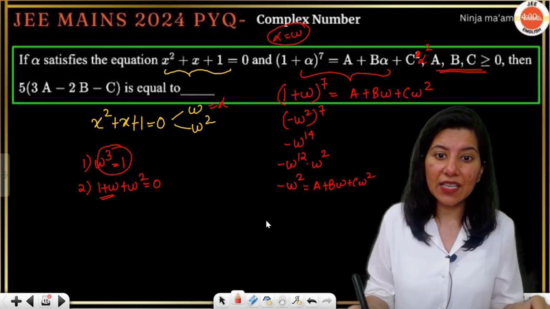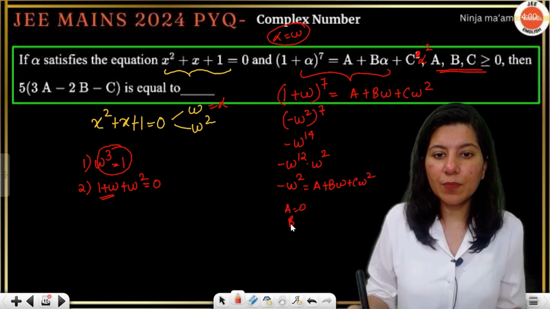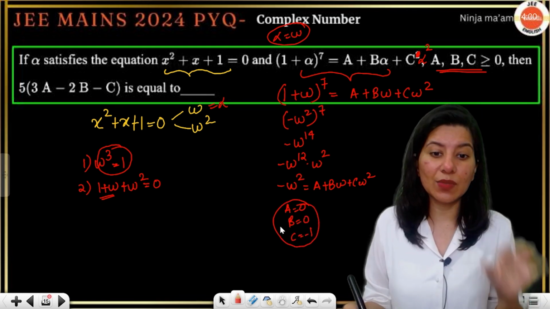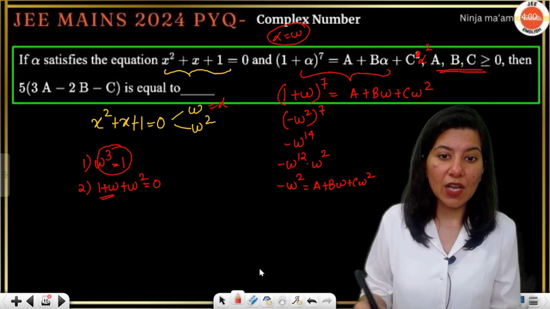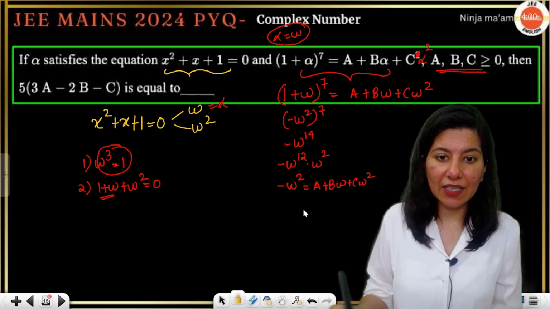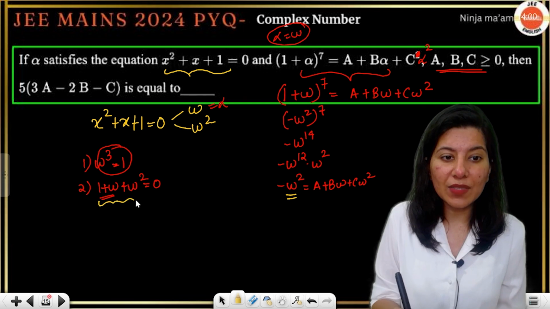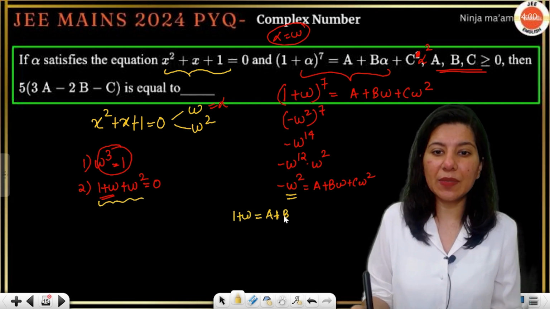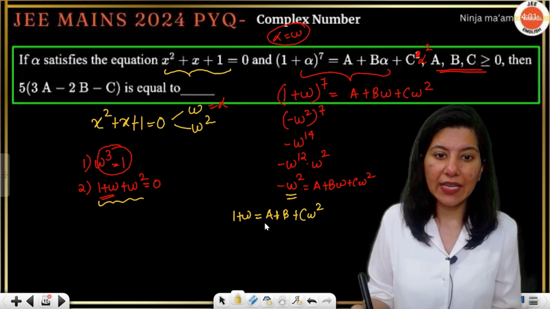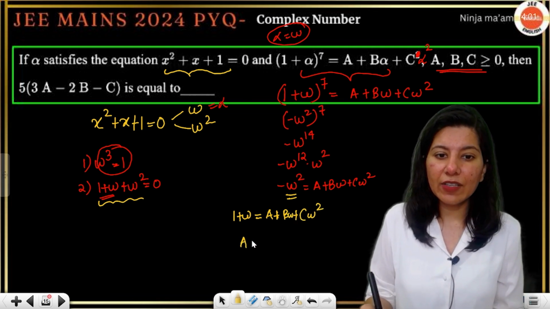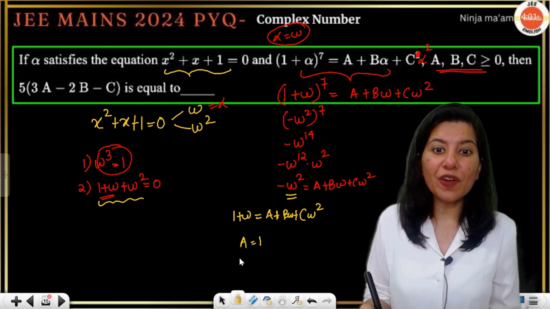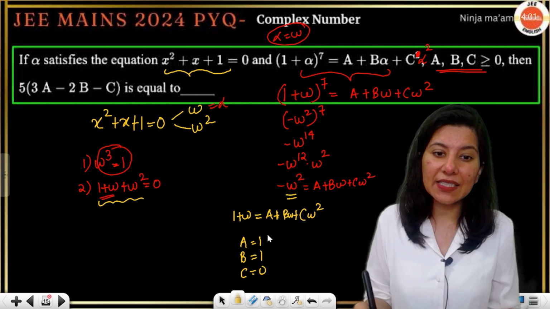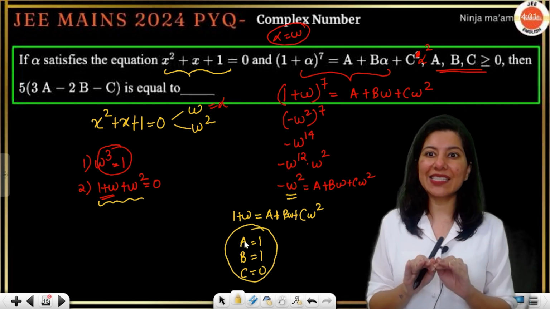Right? So one way is you keep A 0 and B 0 and C minus 1, but that is not possible. Why? Because C cannot be minus 1. So we need to think about a different approach. Minus omega square can be written as what? From this relation, 1 plus omega. And this will be equal to A plus B omega plus C omega square. Now compare. Clearly the constant term will be 1. Coefficient of omega, if we compare, B is also 1. Now C is 0. A is 1, B is 1, C is 0. Now this makes sense as per the question.